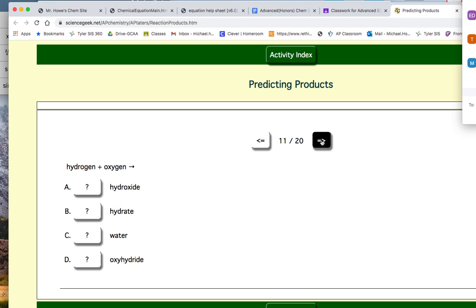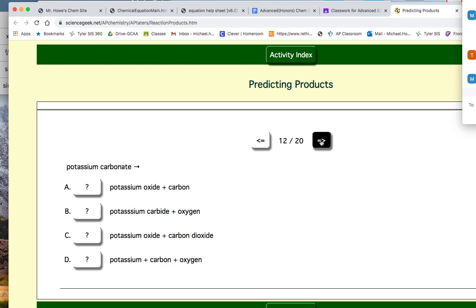What about that one? I agree with synthesis. Everybody else okay? Good. This one?